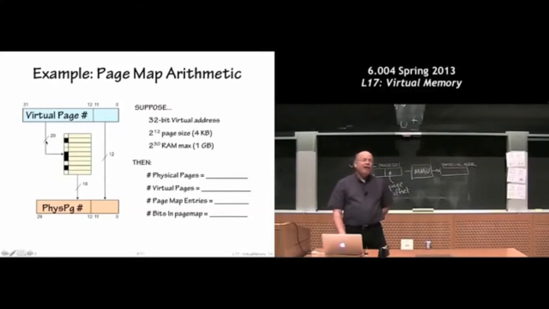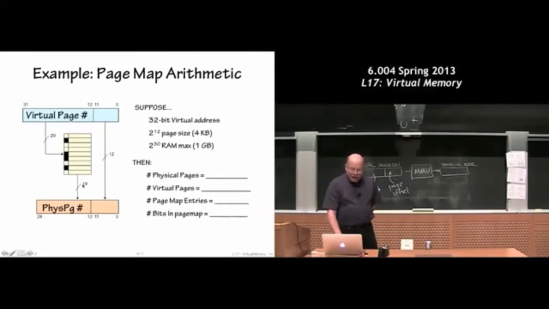How many virtual pages are there in actual decimal? What's 2 to the 20th, roughly? 1 million, exactly. So this is 1 million. So how big is this table? How many entries does this table have? Well, it has 1 million pages, so I need one entry for each of the pages. So this is a pretty big table. This is a 1 million entry table, right?